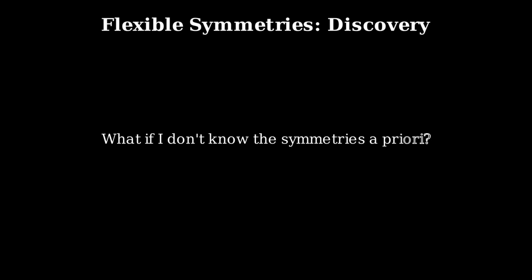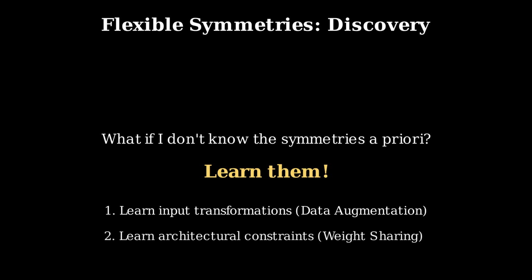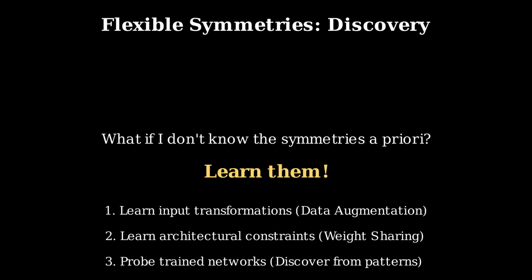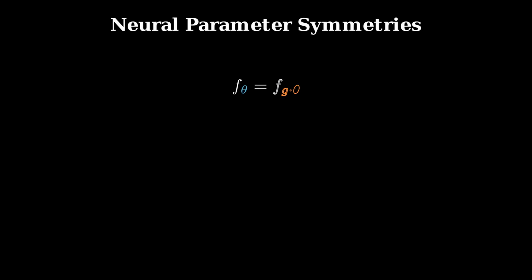Finally, a major question arises: what if we have absolutely no prior knowledge of the symmetries in the physical system or dataset? The answer is simple: let the neural network discover and learn them on its own. We can achieve this by forcing the model to learn data augmentations, automatically share weights, or by probing a trained neural network. When we train a neural network, we usually think of a unique set of parameters leading to a unique function. But in reality, neural networks possess massive parameter symmetries. This means two entirely different arrangements of weights, theta and g times theta, can express the exact same mathematical function.